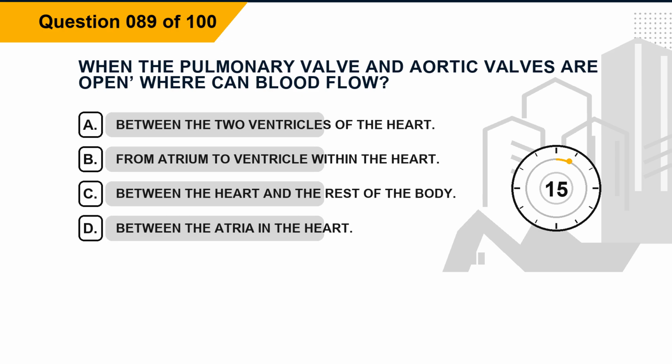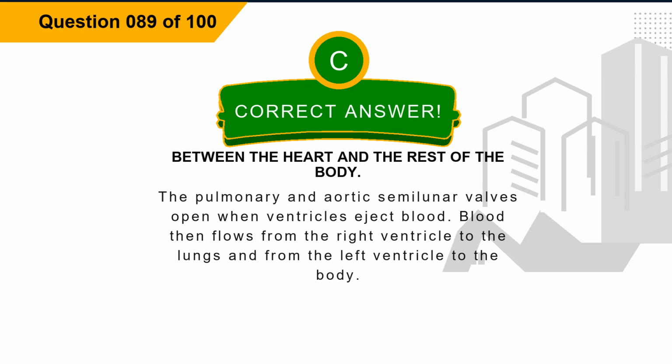Question 89. When the pulmonary valve and aortic valves are open, where can blood flow? Option A. Between the two ventricles of the heart. Option B. From atrium to ventricle within the heart. Option C. Between the heart and the rest of the body. Option D. Between the atria and the heart. The correct answer is option C. Between the heart and the rest of the body.